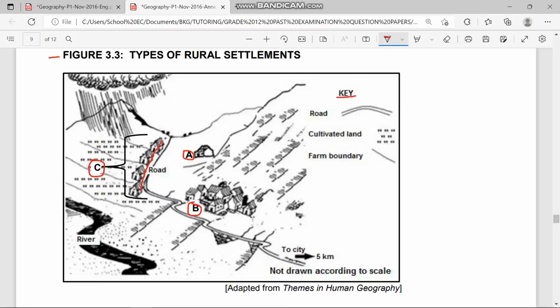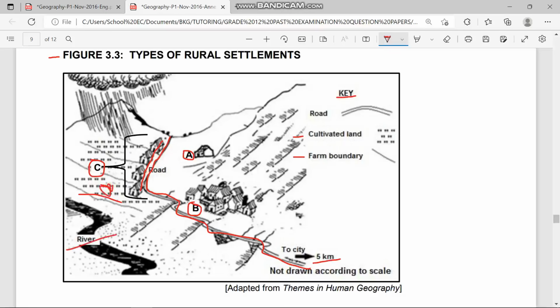In our key, we have a road that is coming down there, moving to the city, and it's 5 kilometers to the city, as you can see there. We have our cultivated lands. We have our farm boundaries, the farm boundaries and the cultivated lands. We have our river down there.